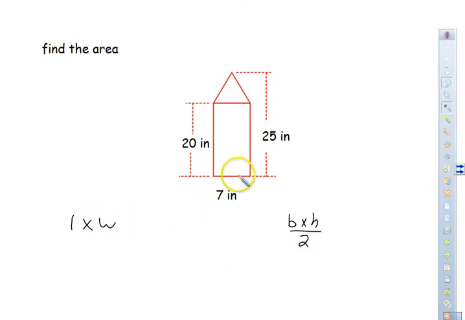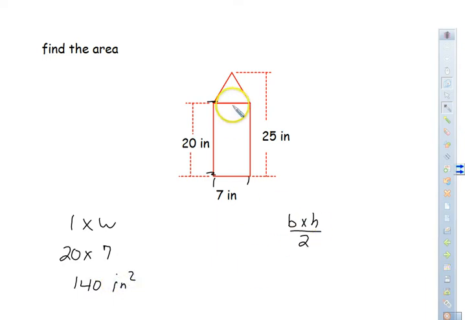We'll start with this. My length, and we have to be very careful that we pay attention to what it is actually asking us and showing us on the diagram. So since this is saying just from here to here, that is my length of my rectangle, which is 20, times the width, which is from here to here, which is 7, and 20 times 7 is 140 square inches.